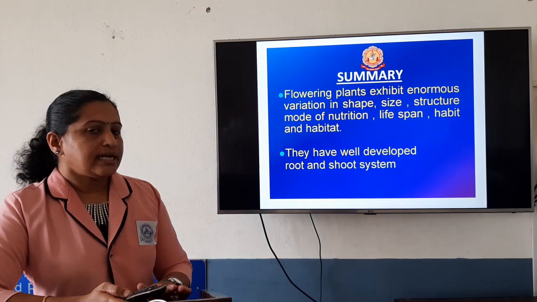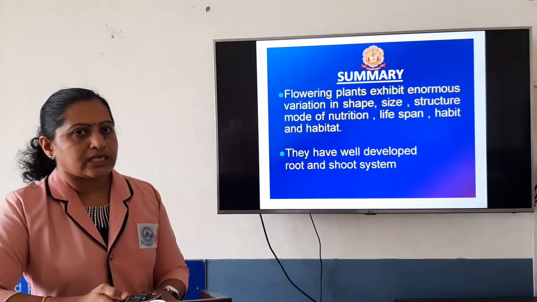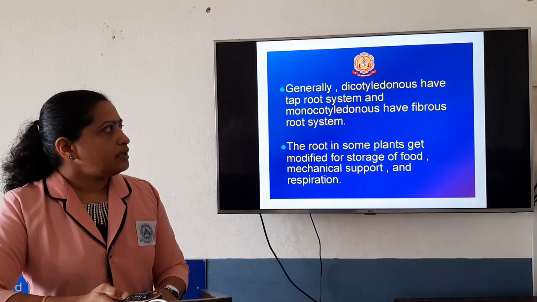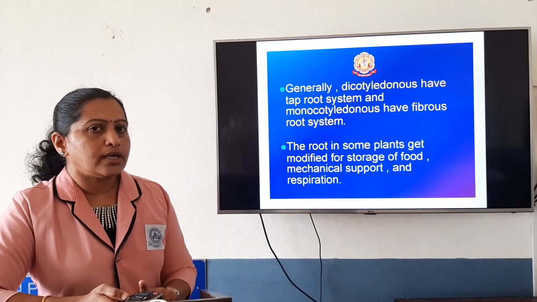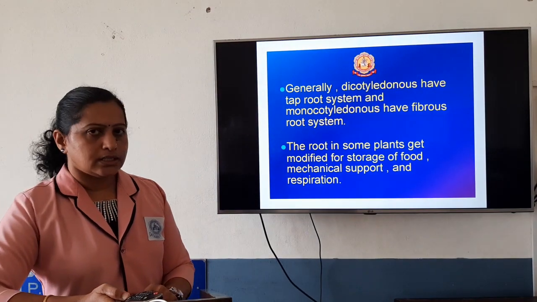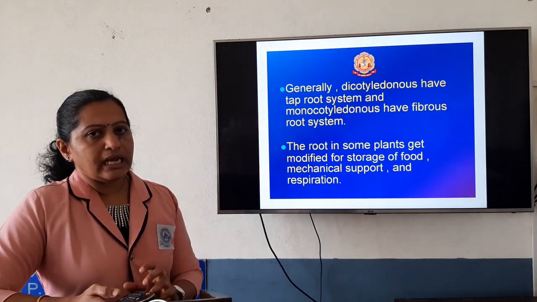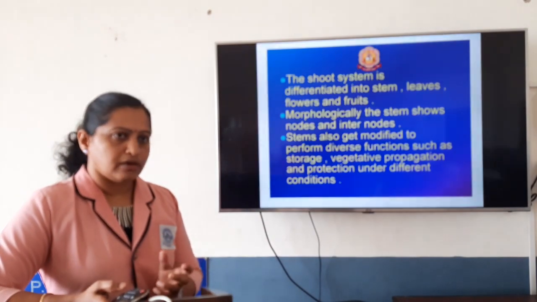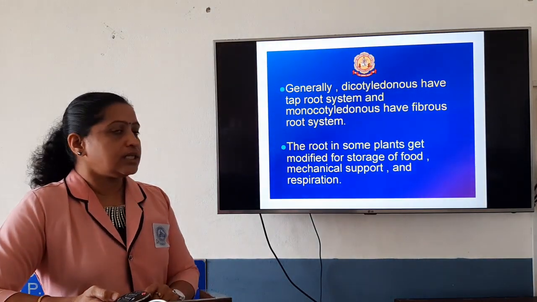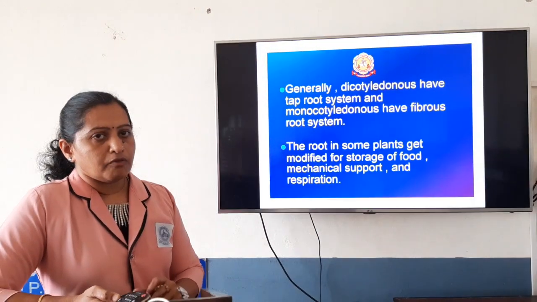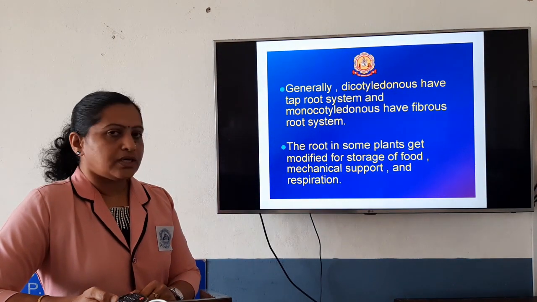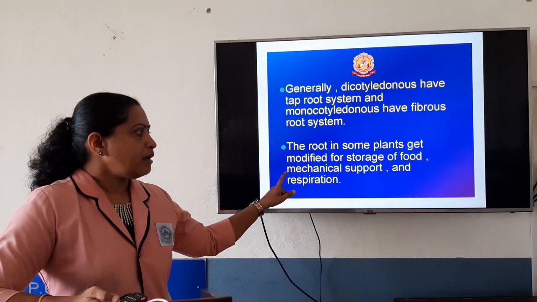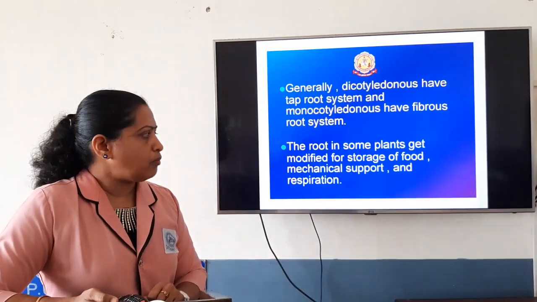So plants have a well developed root system as well as shoot system. Generally, the dicotyledonous plants have a taproot system, and monocotyledonous plants have a fibrous root system. The roots in plants perform general functions. In addition to the general function, they can also perform modified or specialized functions, only if the root is modified. Those specialized functions are storage of food, providing mechanical or additional support to the plant body, as well as helping in respiration.